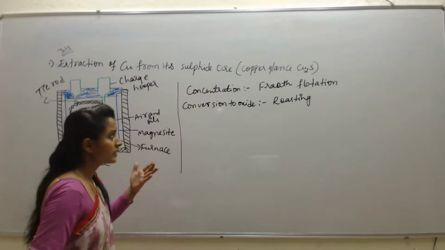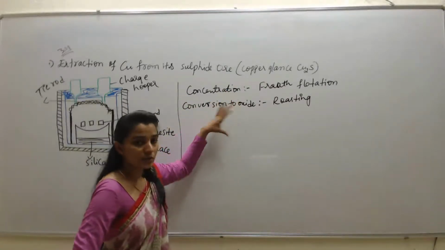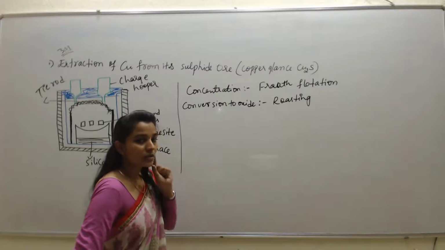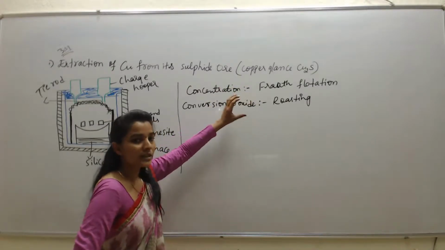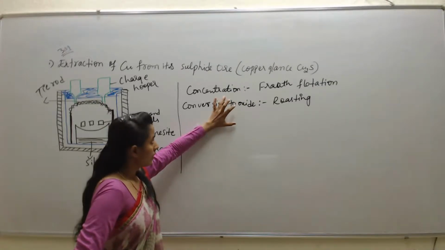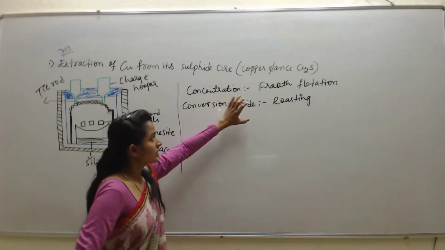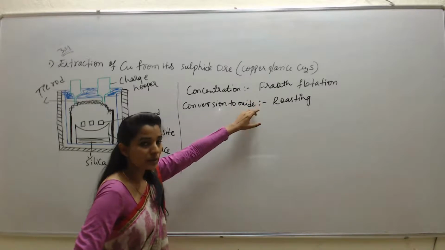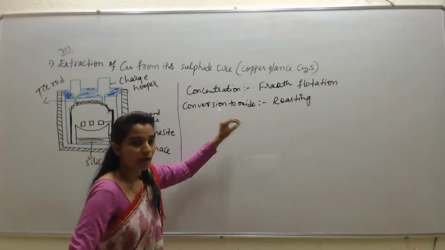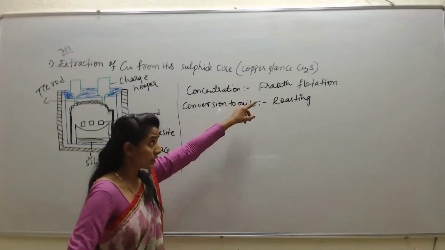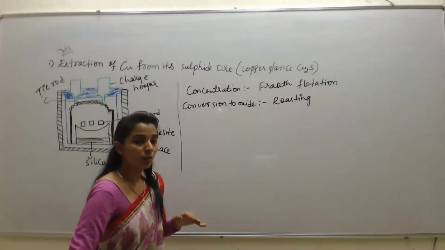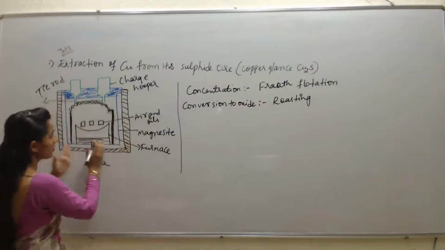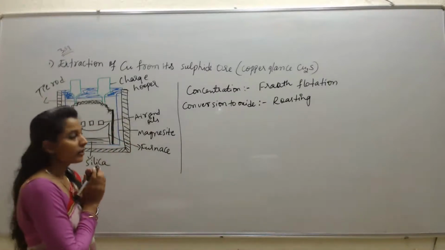So then what happens, students, when these two are done? This is the process principle, that is, how this actually works in the furnace. So listen students, the given copper glance ore is powdered finely and concentrated with the froth flotation process, and then roasting takes place. While the roasting takes place, the Cu2S ore is converted to what? Cu2O. That all takes place in the reverberatory furnace.